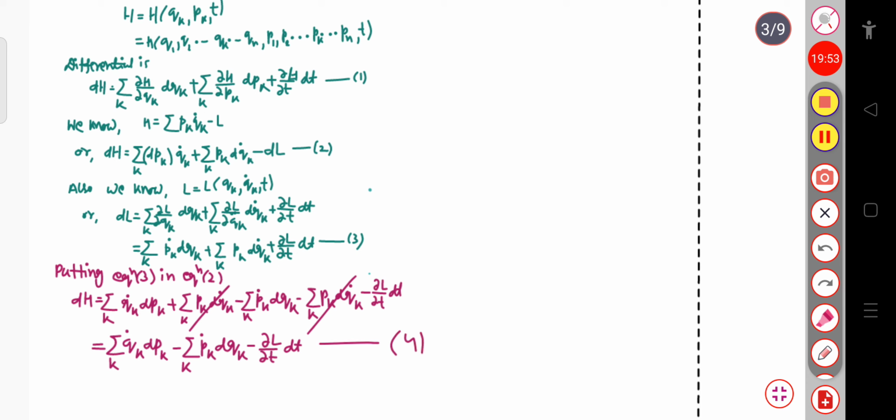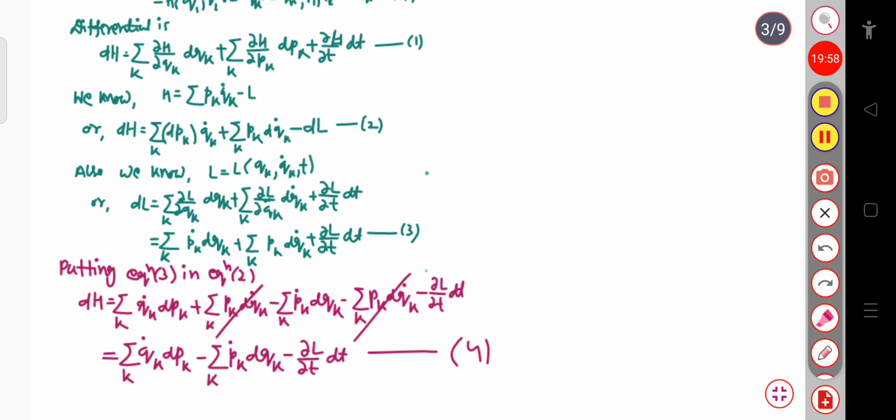Now if I compare this equation 1 with this equation 4, you can see this is your equation 4, dH equal to this much. Comparing with equation 1, the dqk term is present in both. So the coefficient of dqk, that is minus pk dot, will be equal to dou h by dou qk. Similarly, comparing the coefficient of dpk, dou h by dou pk will be equal to qk dot. And similarly, comparing the dt coefficient, dou h by dou t will be equal to minus dou l by dou t.